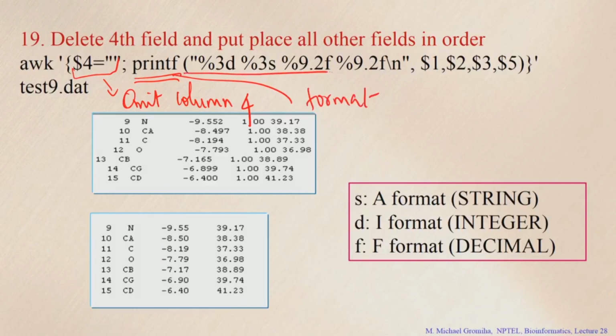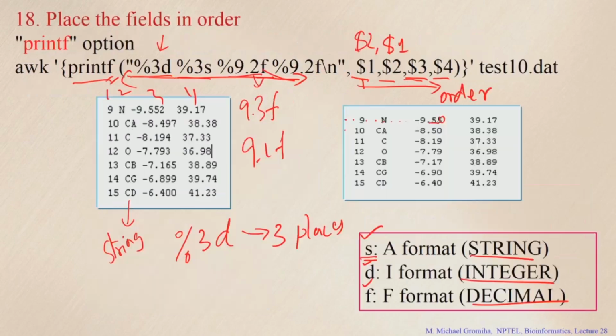What is this one? This is the format that we require. Then what is this one? This is the fields. So, if you see this command and the earlier command, can you see any difference? Here we have 1, 2, 3, 4, because we are taking these continuously.